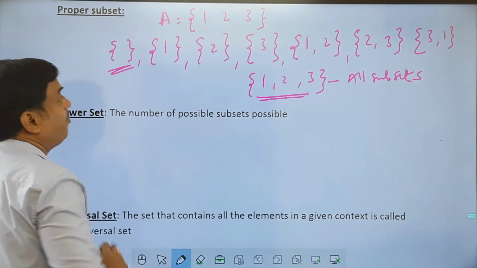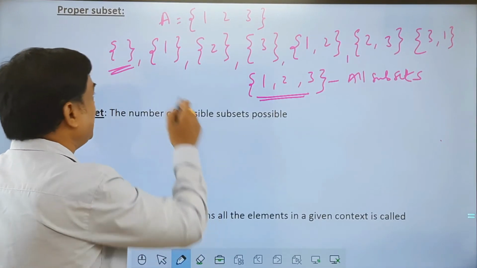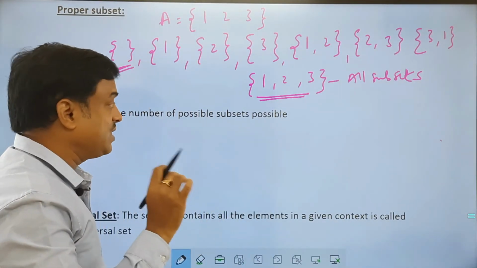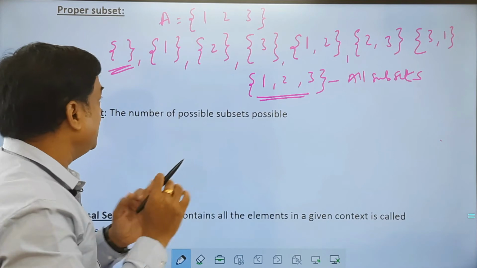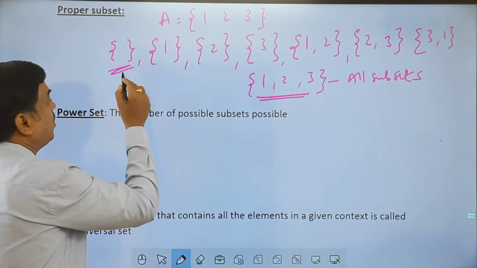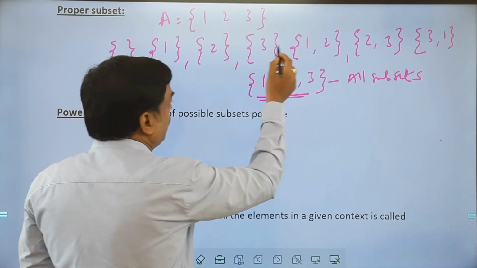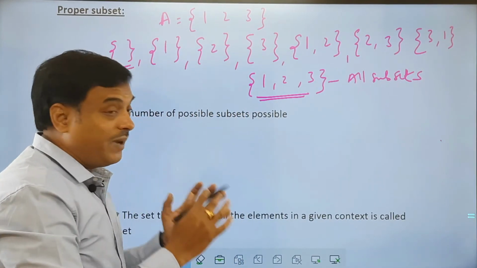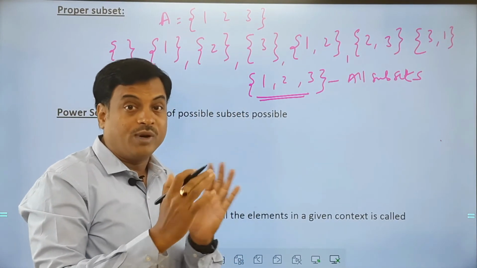Here, what is a proper subset, if I see? This is the list of all the subsets. Now, when I say it's a list of all the subsets, friends, we need to understand how many subsets I got. I got 1, 2, 3, 4, 5, 6, 7 and 8. So the number of subsets depends on how many elements there are.